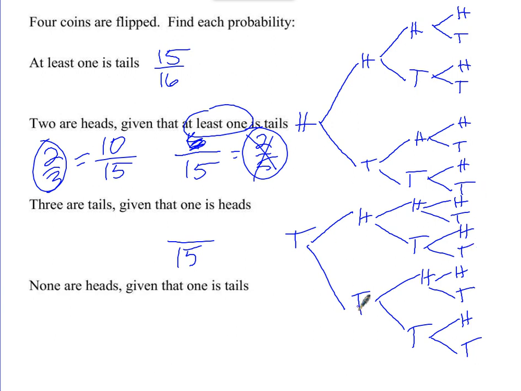So now I can go tails, tails. I can go to heads, but then I got to go to tails. That's 3. I have tails, tails. I can go to tails, but then I must go to heads because I'm told that 1 is a head. So for a total of 4. 4 out of 15. And the last one, none are heads given that 1 is tails. I'm given that 1 is tails, which means this entire branch right here is eliminated. So that's 1 outcome gone, so I'm out of 15.